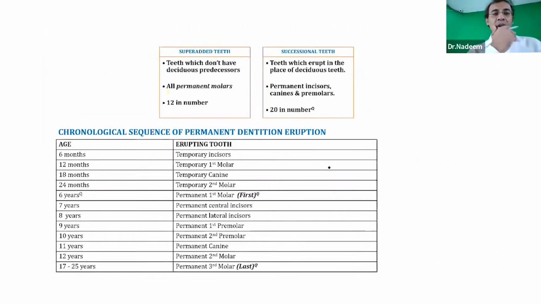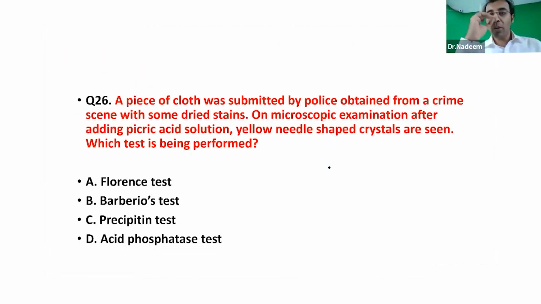Next question. A piece of cloth was submitted by police obtained from a crime scene with some dried stains. On microscopic examination, after adding picric acid solution, yellow needle-shaped crystals are seen. So see, related to semen, Florence and Barberio, every time they are asking one question. So basically, what is here, seeing yellow or seeing brown? Please understand here.